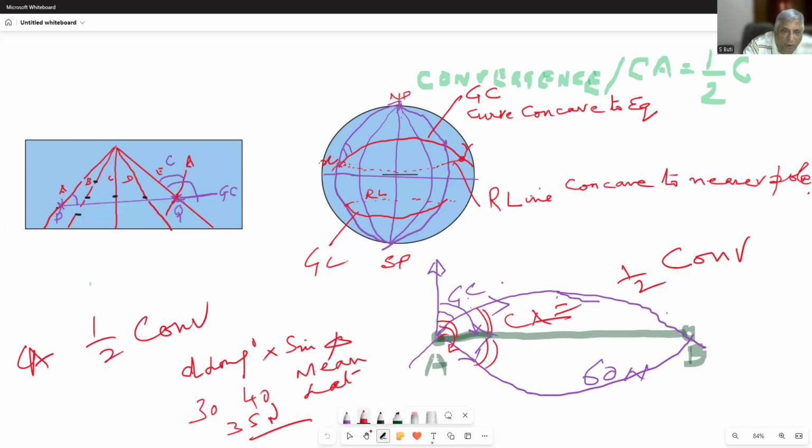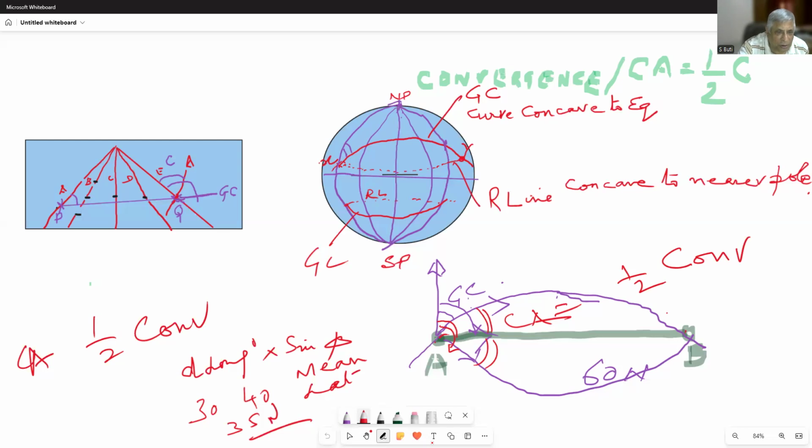This application of convergency and conversion angle we will be using while plotting bearings on a chart on which a great circle is a straight line and you have to draw a rhumb line, or rhumb line is a straight line and you have to go a great circle track. That we'll be using in maps and charts and plotting bearings in radio aids.